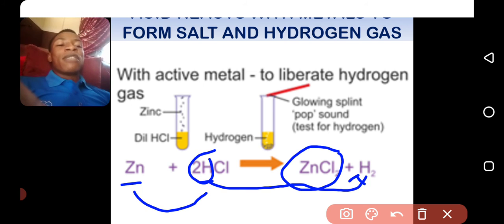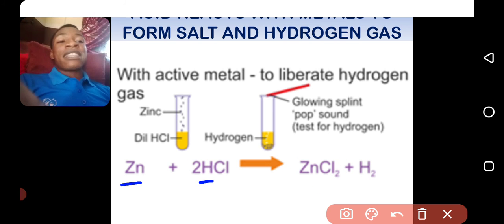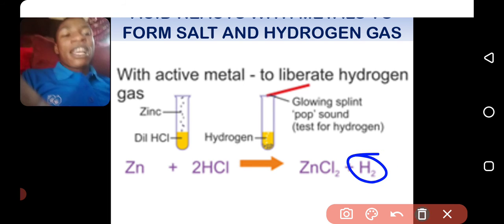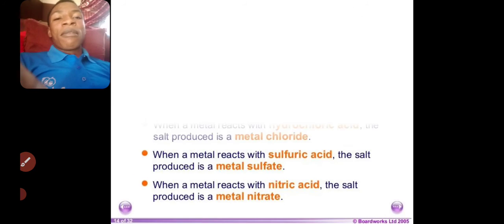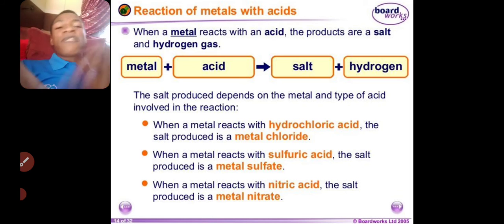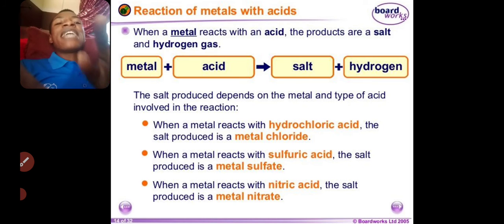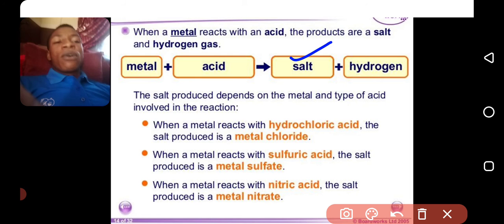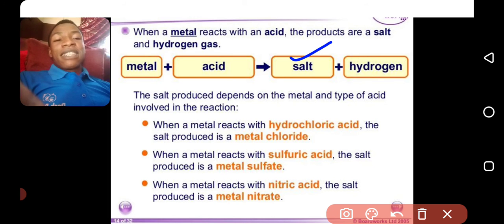You will know that hydrogen has been displaced because hydrogen as a gas has its own properties. It is colorless and odorless, and it makes a pop sound when you put a lighted match into it. So let's look at this very well. When metal reacts with acid, it gives you salt and hydrogen. Now the kind of salt that will be produced will depend on the kind of acid present in the reaction. But hydrogen gas will always be liberated.